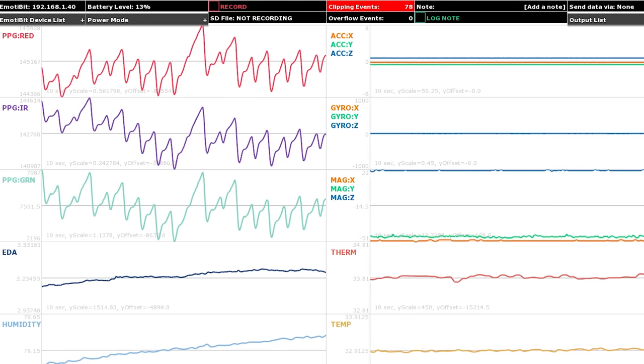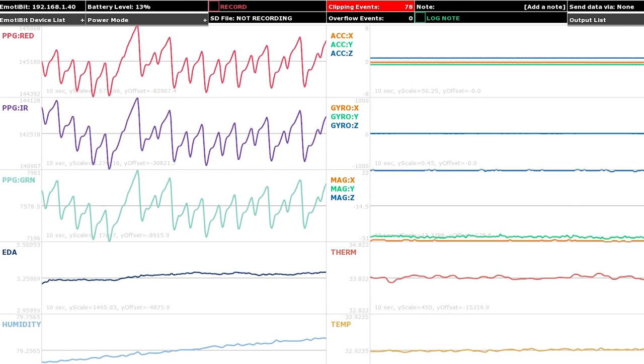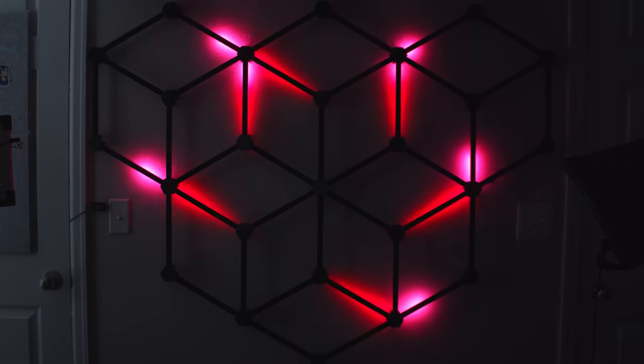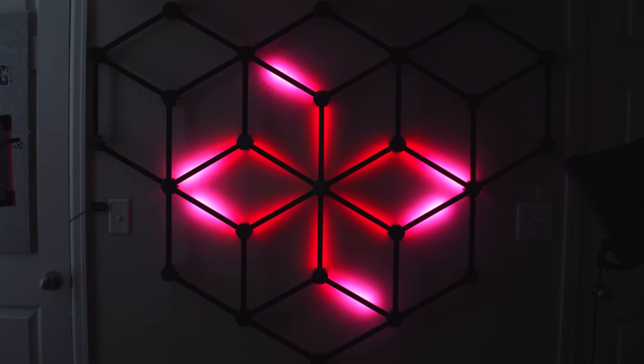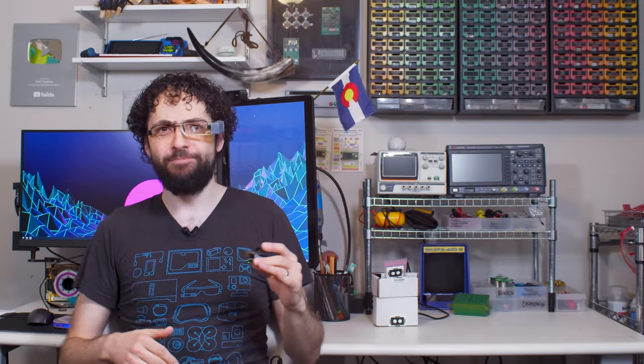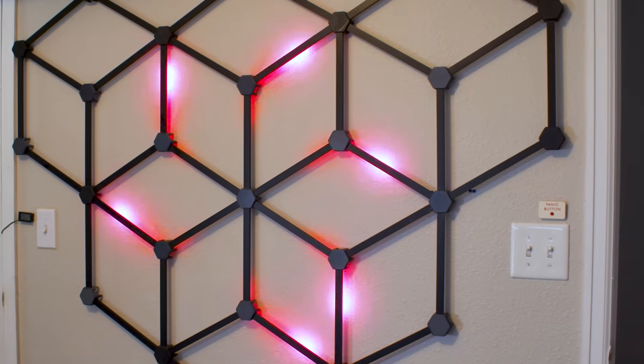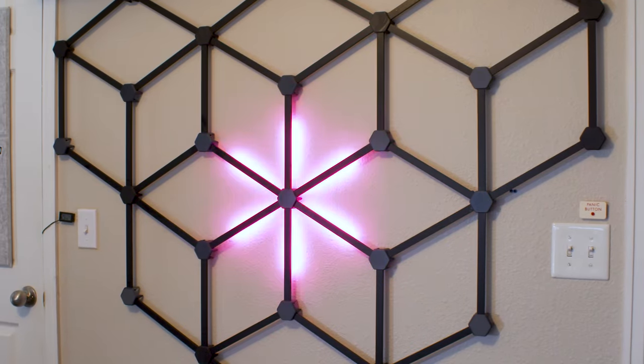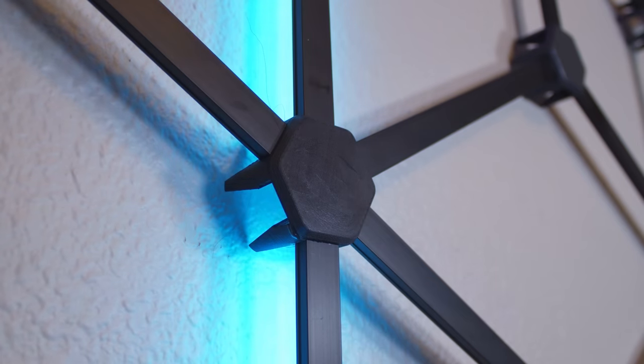End of plug. Today, we're gonna visualize a few of the stress-related signals from the Emotibit on this huge full-color wall art. I'm calling this thing the Chromance. Rainbow colors, heart biometrics, get it? It's better than Thunderfinger. This project looks flashy, but it's actually a really easy project to build. Here's how I made it.